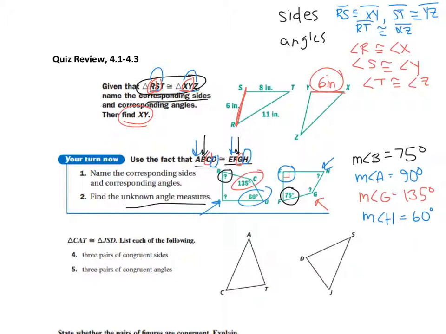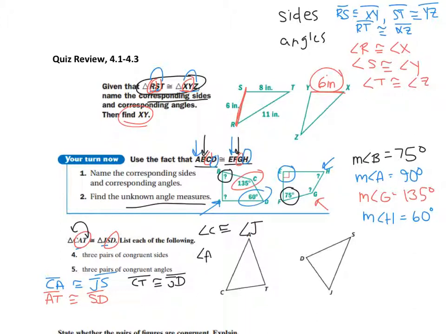And then number 4 lists 3 pairs of congruent sides. So CA is congruent to JS. Second set, AT is congruent to SD. Third set, first and third letters, CT is congruent to JD. And then name 3 pairs of angles that are congruent. So angle C is congruent to angle J. Angle A is congruent to angle S. And angle T is congruent to angle D. Those are my 3 angles.